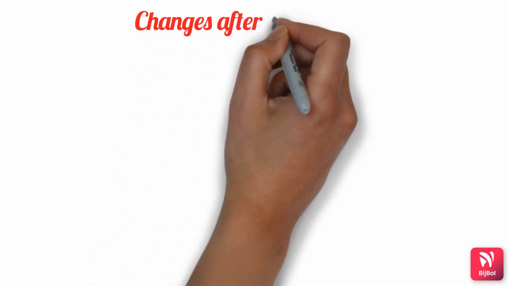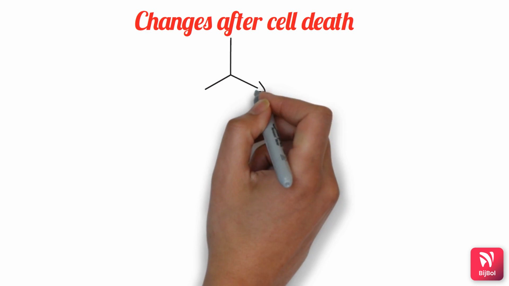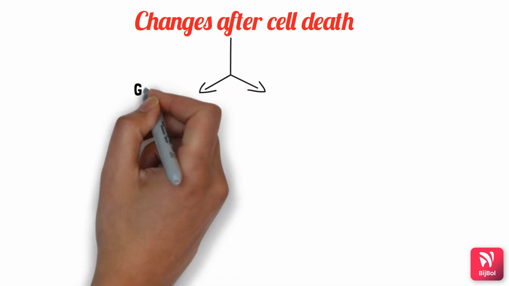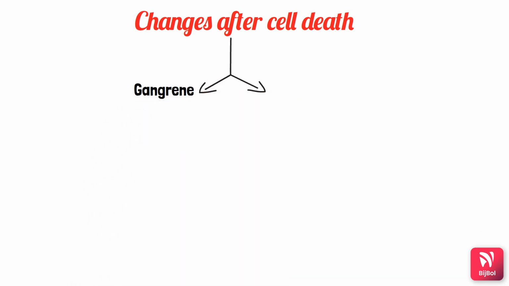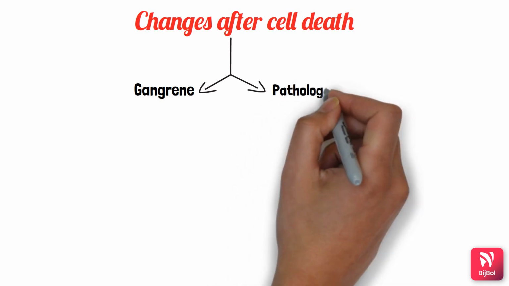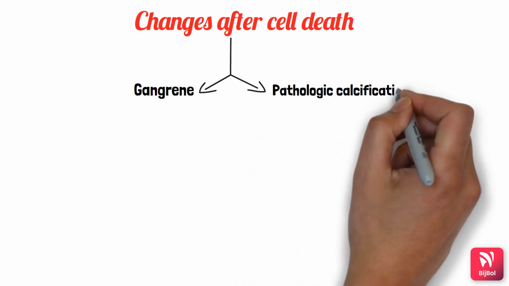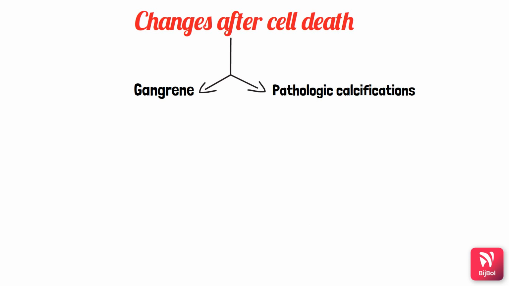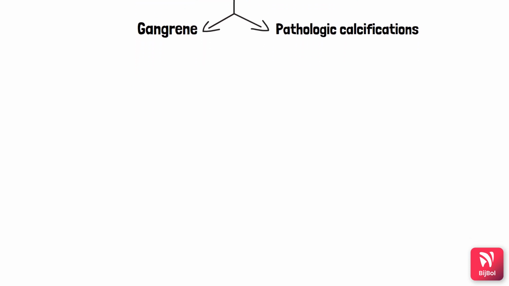So firstly, we'll talk about changes after cell death. In irreversible cell injury, the main forms of cell death are necrosis and apoptosis. After necrosis and apoptosis, what changes will occur? They can be observed in two types, gangrene as well as pathological calcifications. Mainly they are seen after necrosis.